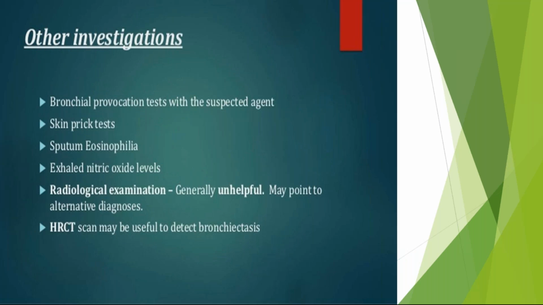Other investigations are sputum eosinophilia, exhaled nitric oxide levels, skin prick test, and bronchial provocation test. Coming to the radiological examination, mainly the X-ray will be almost normal. We can't rule out bronchial asthma from other respiratory disorders. If we suspect any bronchiectasis leading to bronchial asthma, it can be identified by HRCT scan.